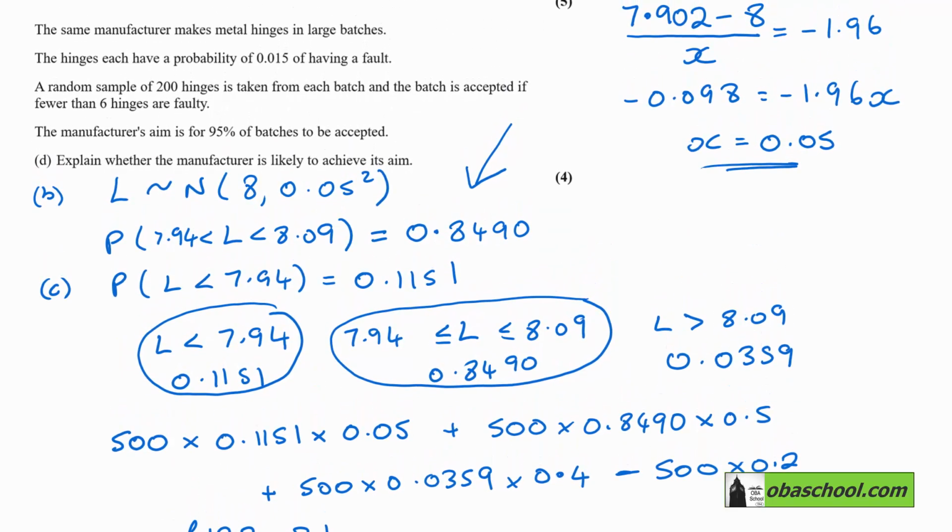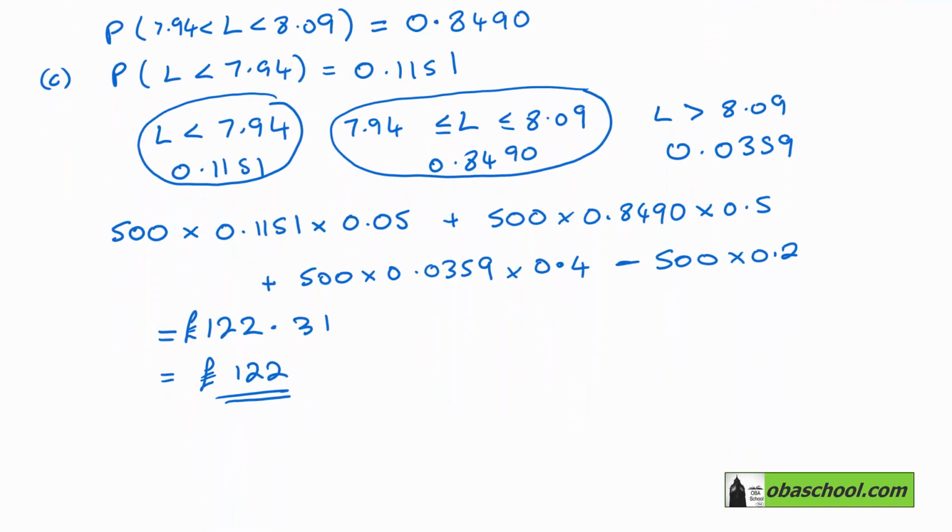The same manufacturer makes metal hinges in large batches. The hinges have a probability of 0.015 of having a fault. A random sample of 200 hinges is taken from the batch, and the batch is accepted if fewer than 6 of them are faulty. The manufacturer's aim is for 95% of the batches to be accepted. Explain whether the manufacturer is likely to achieve its aim.